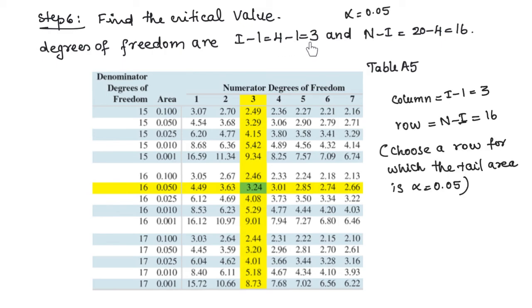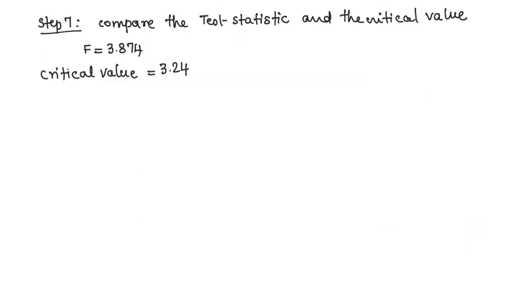Look at the column corresponding to 3 and the row corresponding to 16, but you can see there are more than one row for 16 here. So we need to choose the row for which the tail area is equal to the significance level 0.05. So that is the second row for 16. These two intersect at 3.24, that is the critical value. Now compare the test statistic and the critical value. F is greater than the critical value, so we reject the null hypothesis.